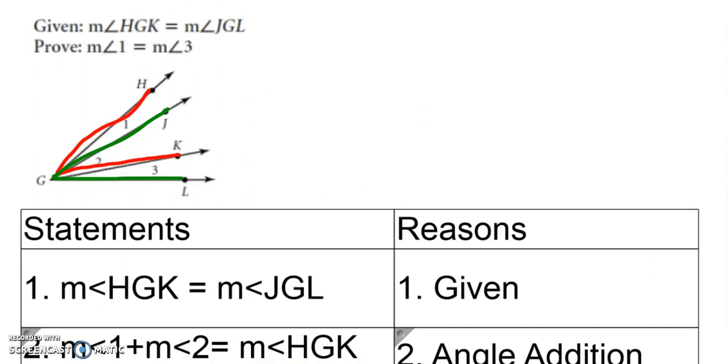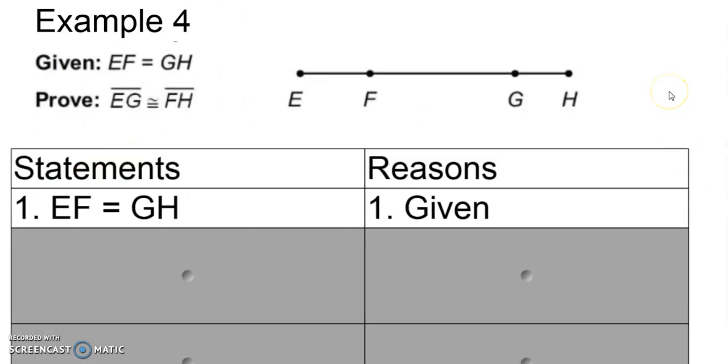Okay, so we do have one more proof to do, and it's involving segments. So a good place to start is, again, marking on the diagram. I am given that EF is equal to GH, or that those parts are congruent. Remember to mark congruence on a segment, we put a little tick mark. So EF is congruent to GH, so I know those parts are the same. I'm trying to say that EG is congruent to FH.